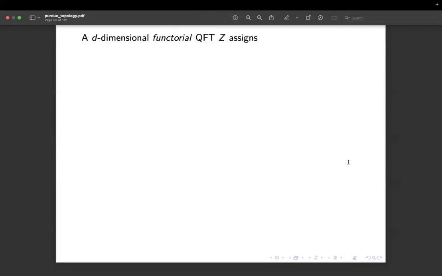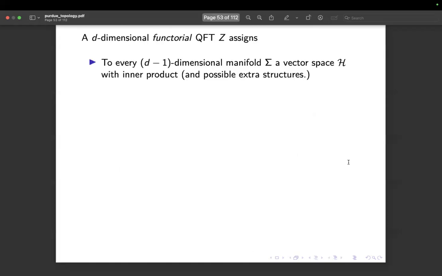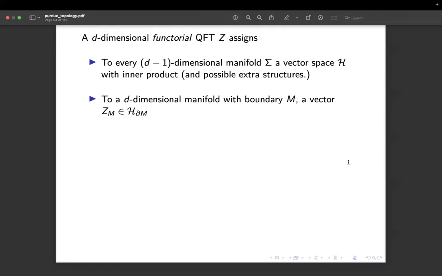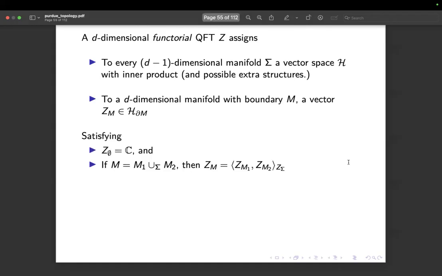Okay. So a d-dimensional functorial quantum field theory assigns to every (d-1)-dimensional manifold Sigma a vector space with an inner product and possibly extra structures. And to a d-dimensional manifold with boundary, a vector in the Hilbert space of the boundary of the manifold, which satisfies the condition that to an empty manifold, or vacuum, it should assign complex numbers or scalars.